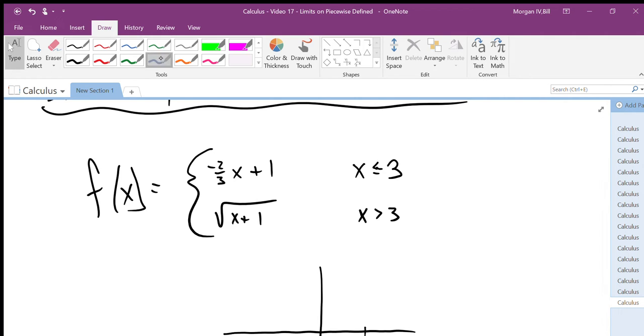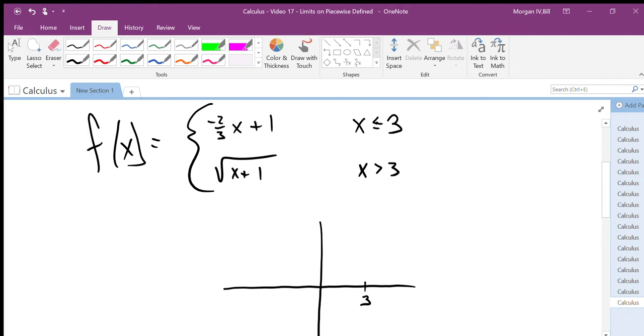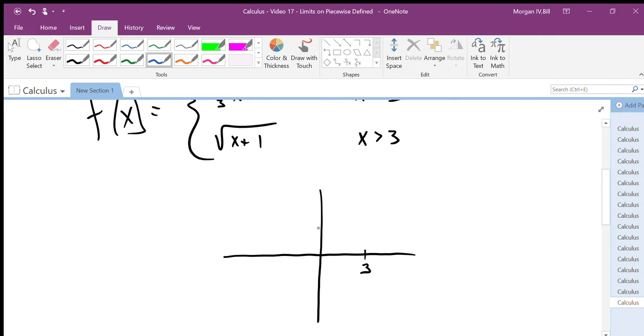So let me draw the piecewise defined function, which splits at 3, right? At 3 or less, we get this line, negative 2/3 x plus 1. But more than 3, to the right of 3, we have this square root function, square root of x plus 1. So for the line, we have negative 2/3 x plus 1, so that's a slope down 2, right 3, starting with a y-intercept of 1: down 2, right 3, down 2, right 3.